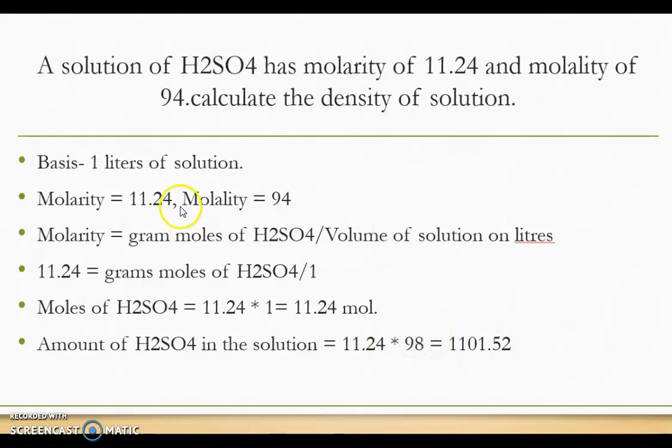So molarity is equal to 11.24, molality is equal to 94. Molarity is nothing but, as I told you, gram moles of H2SO4 upon volume of solution in liters. So we put the value of molarity given to us, 11.24 gram moles of H2SO4 upon 1, that is the volume. So moles of H2SO4 is equal to 11.24. To find the amount of H2SO4 in terms of grams, we have to multiply by molecular weight, as I told you. So mole into molecular weight, that is 98, gives 1101.52. That's how we can find the amount of H2SO4 in solution.